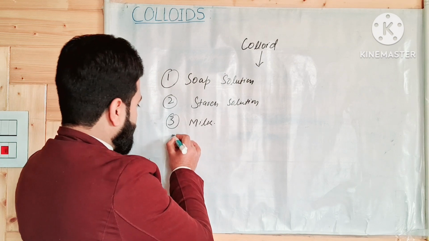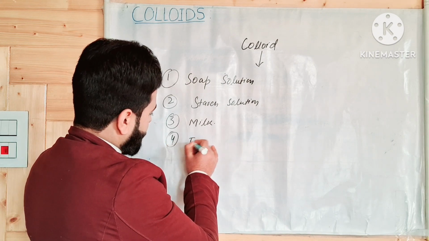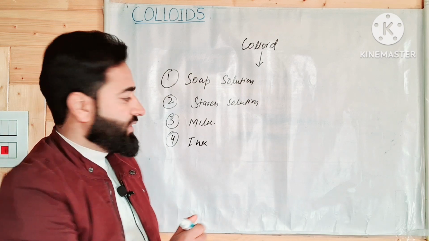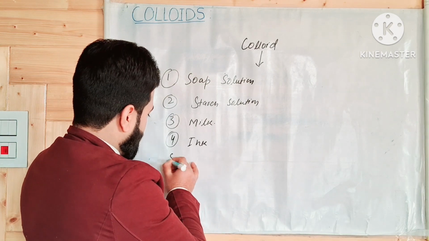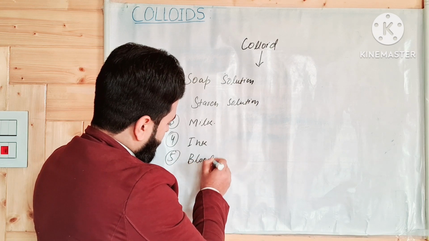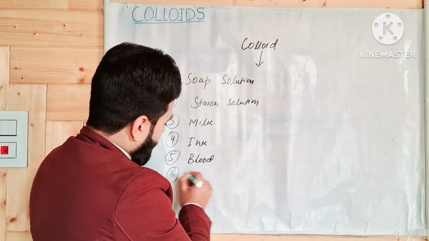The fourth one is ink. Ink is also heterogeneous. It is also a colloidal solution. The fifth one is blood. And another one is jelly.